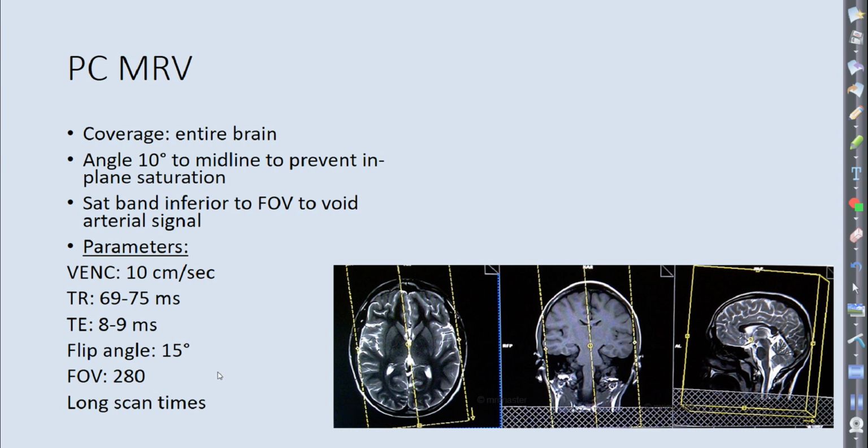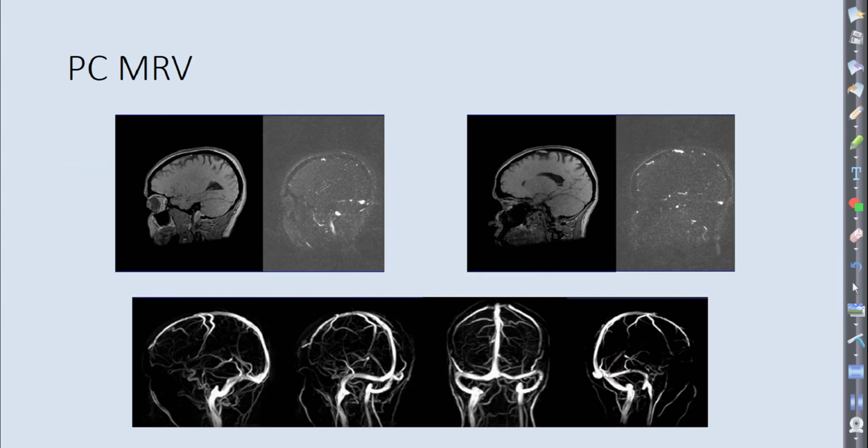The only downside for our phase contrast MRV, it's very long scan times. So you can visualize different blood flows by changing the VENC. You can visualize blood flow in different directions. So there are a lot of advantages to this phase contrast imaging. But the only downside is it's very long scan times, 5 or 6 minutes per pulse sequence.